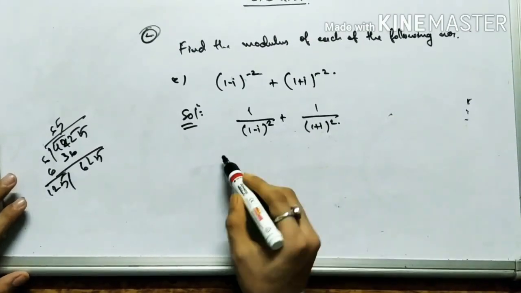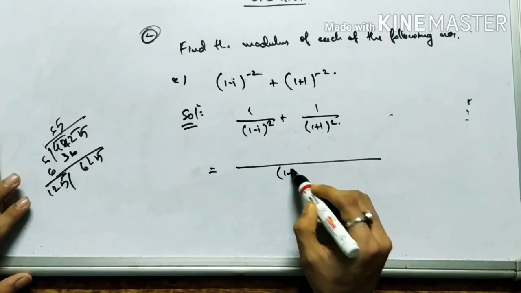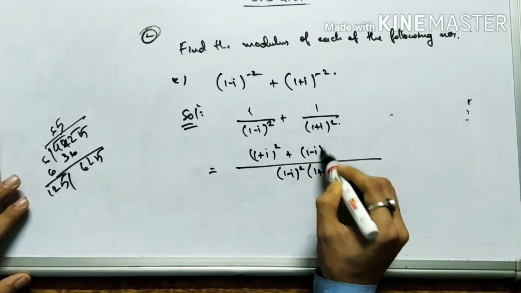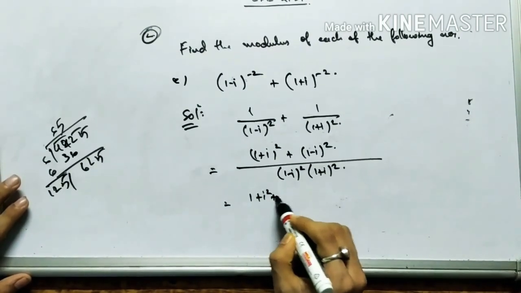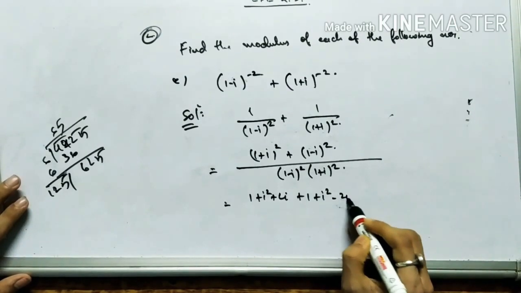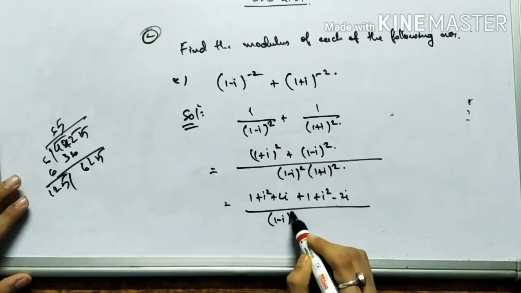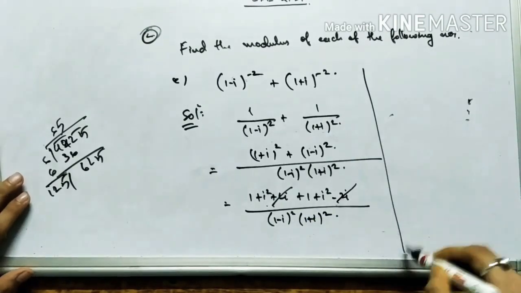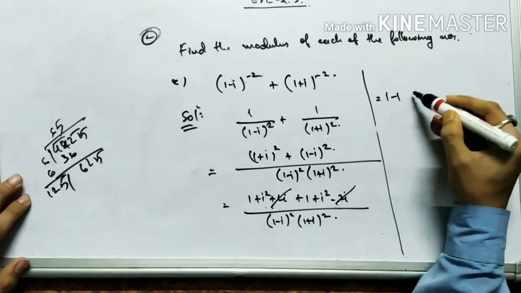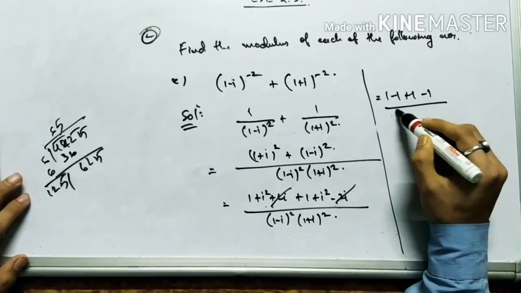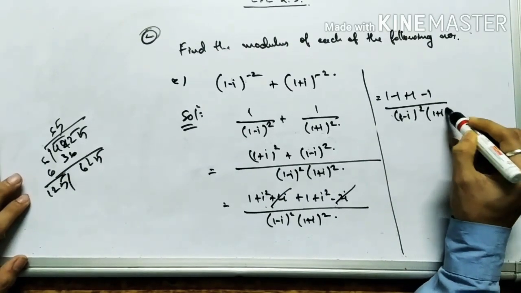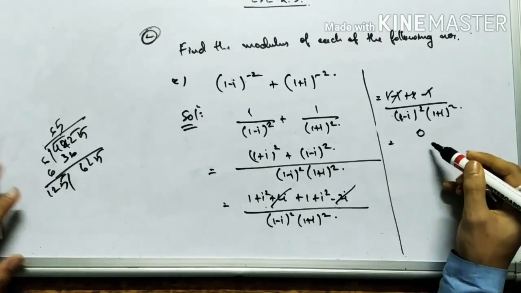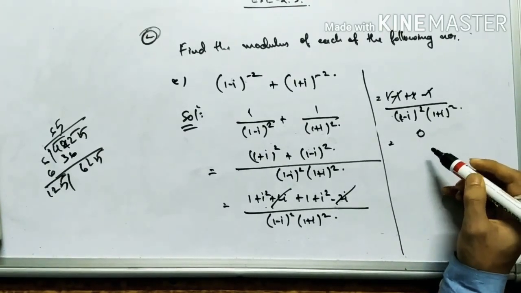First of all, I will solve it a little bit. So in here, if I take the LCM, I will get 1 minus i the whole square, 1 plus i the whole square, 1 plus i the whole square plus 1 minus i the whole square. This is 1 plus i square plus twice i plus 1 plus i square minus twice i, by 1 minus i the whole square, 1 plus i the whole square. So in here this one and this one, it is gone. So ultimately I will get 1 minus 1 plus 1 minus 1 by 1 minus i the whole square, 1 plus i the whole square. So ultimately I will get 0.